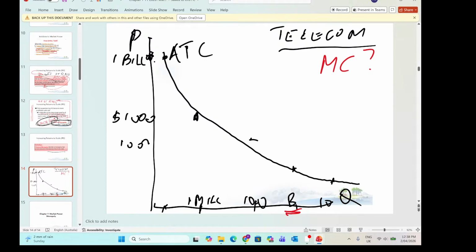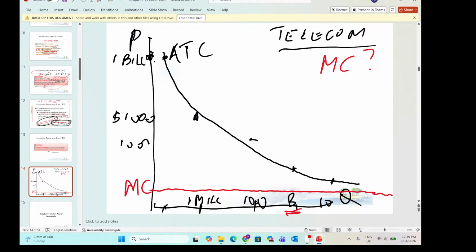So the marginal cost, each time someone makes an extra phone call, is very low and isn't rising. Another phone call, 0.1 of a cent, another phone call, 0.1 of a cent, another phone call, 0.1 of a cent. Very, very low marginal cost. This is what a natural monopoly looks like.